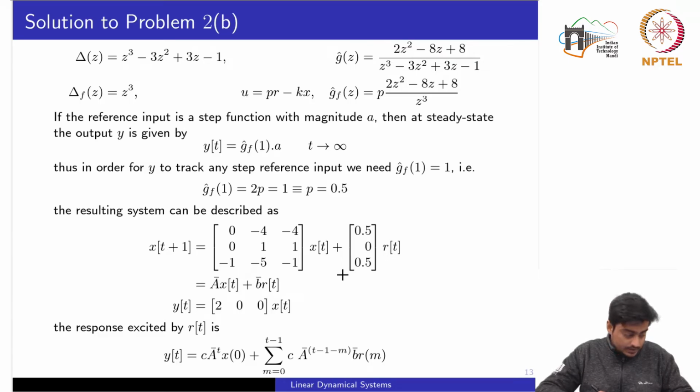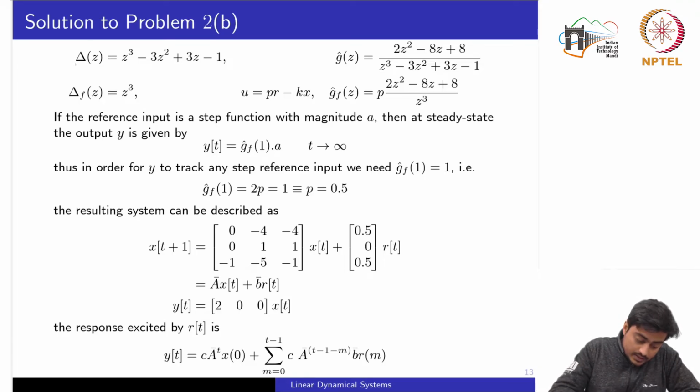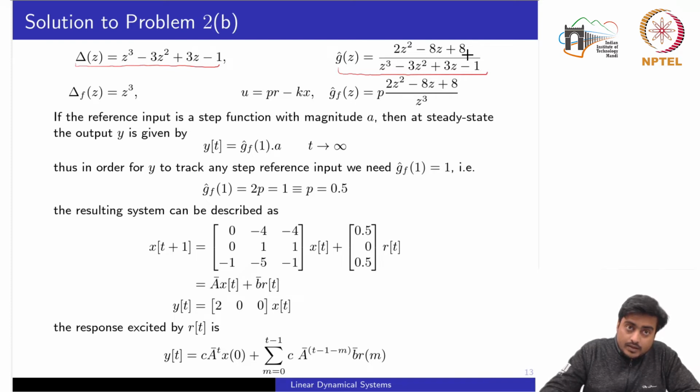Now in the second part, we want to track any step reference input. So this characteristic polynomial is of the plant, and this is the transfer function of the open loop system. As the property of the feedback controller design, we know that the numerator polynomial would not be affected, only the denominator polynomial would be affected, because all the eigenvalues were shifted from 1 to 0. And this is the characteristic polynomial of the feedback loop.